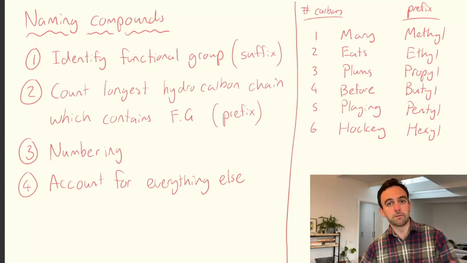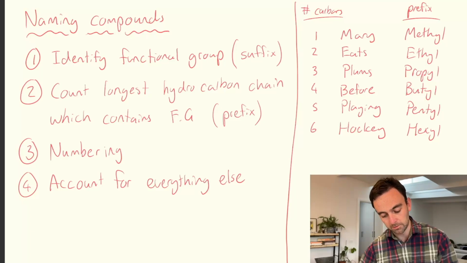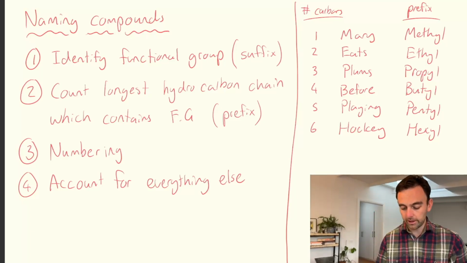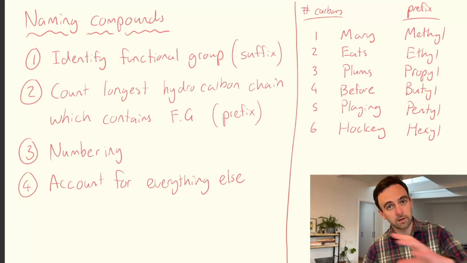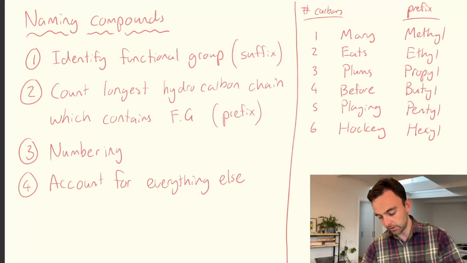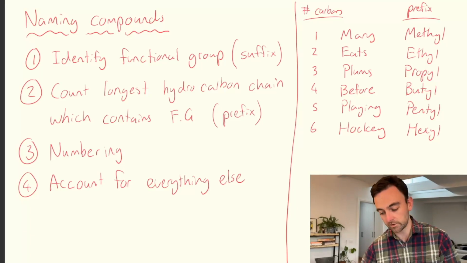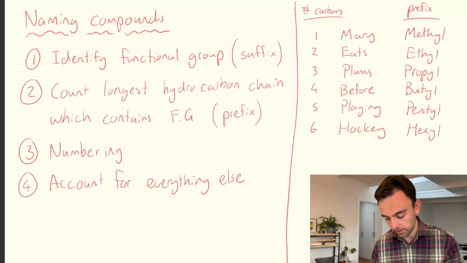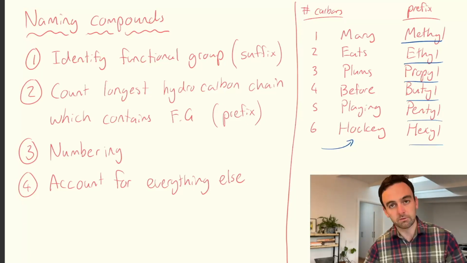Now every suffix needs a prefix, and how we do that is by counting the longest hydrocarbon chain which contains the functional group. And how we determine the prefix is however many carbons are in that hydrocarbon chain. So something that I use that makes it quite easy to remember is Mary eats plums before playing hockey. So I've written that out here. And that gives you an indication of the actual name that's given to that carbon group.